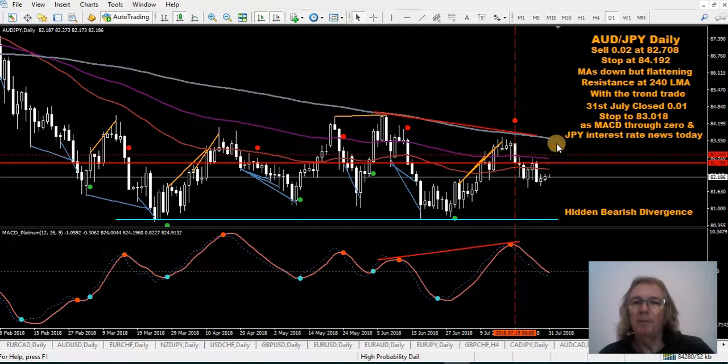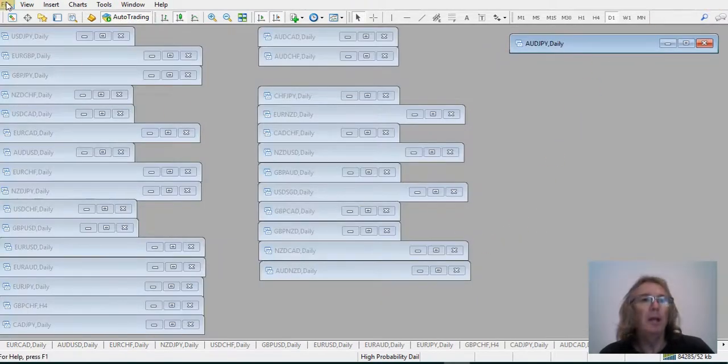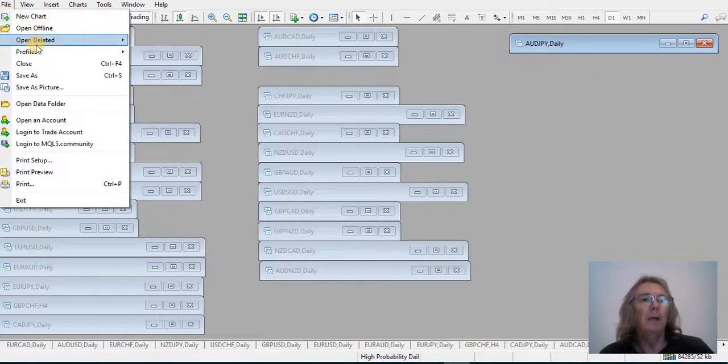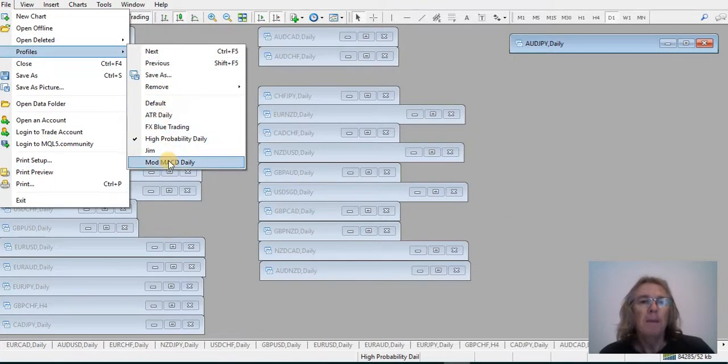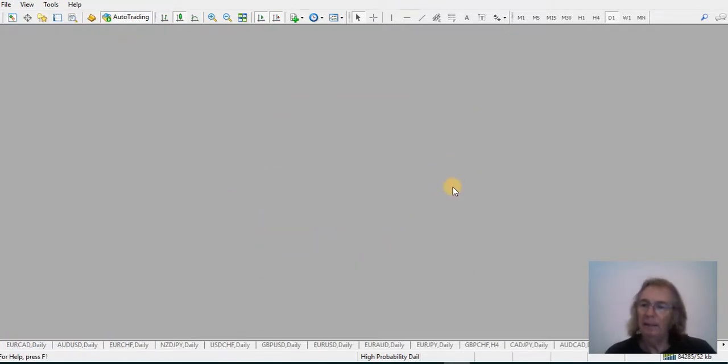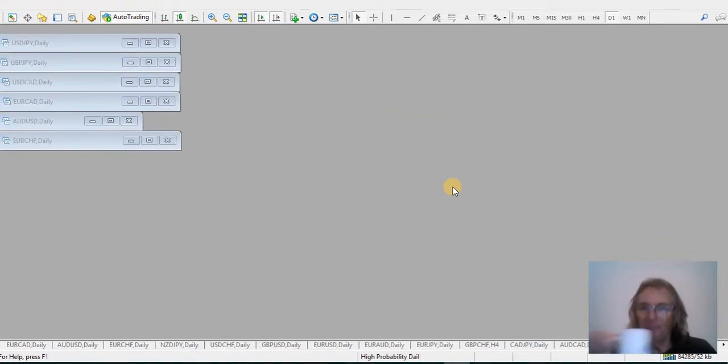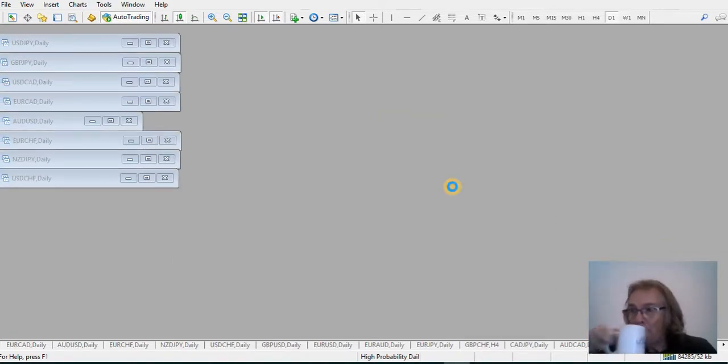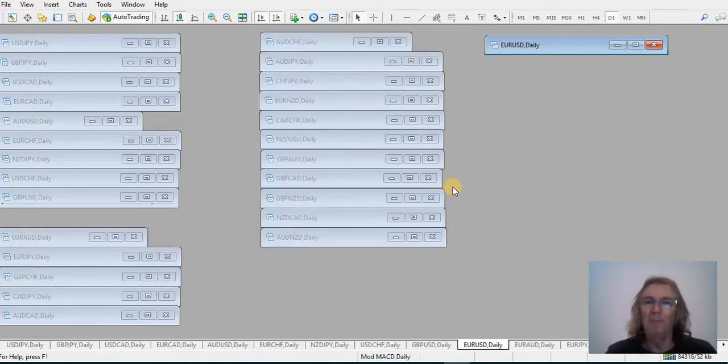Still a nice setup, so I'm giving it a bit of room here, and hopefully we can drive price down to this support level where this blue line is. So it's the Aussie Japanese yen, and on the profiles, mod MACD, I'll have a look there. Coffee time. The thing with the Japanese interest rate news is they never seem to have a time of the day for that. It's just tentative, so it could be any time during the day.